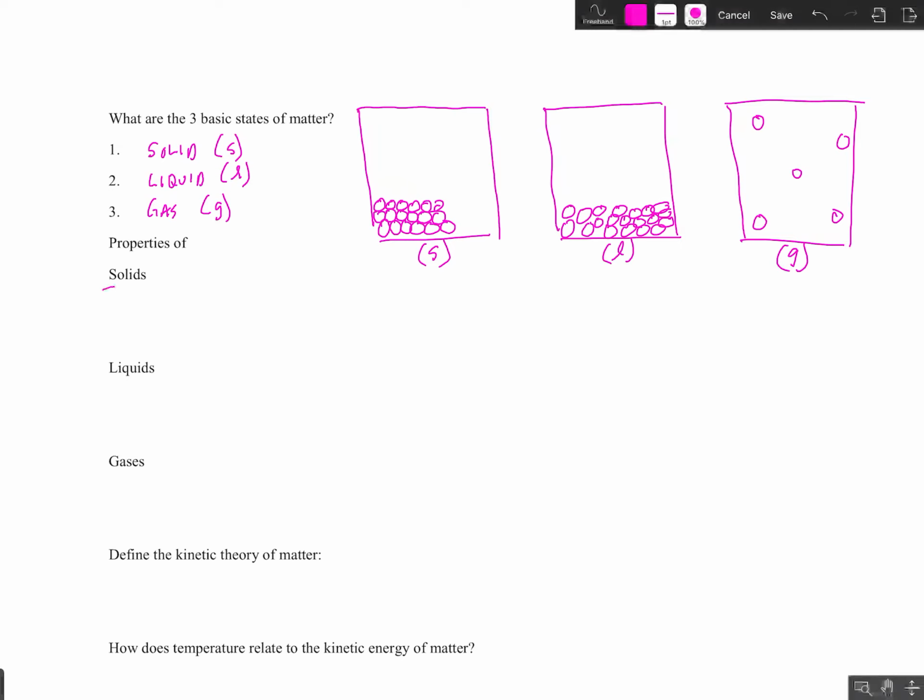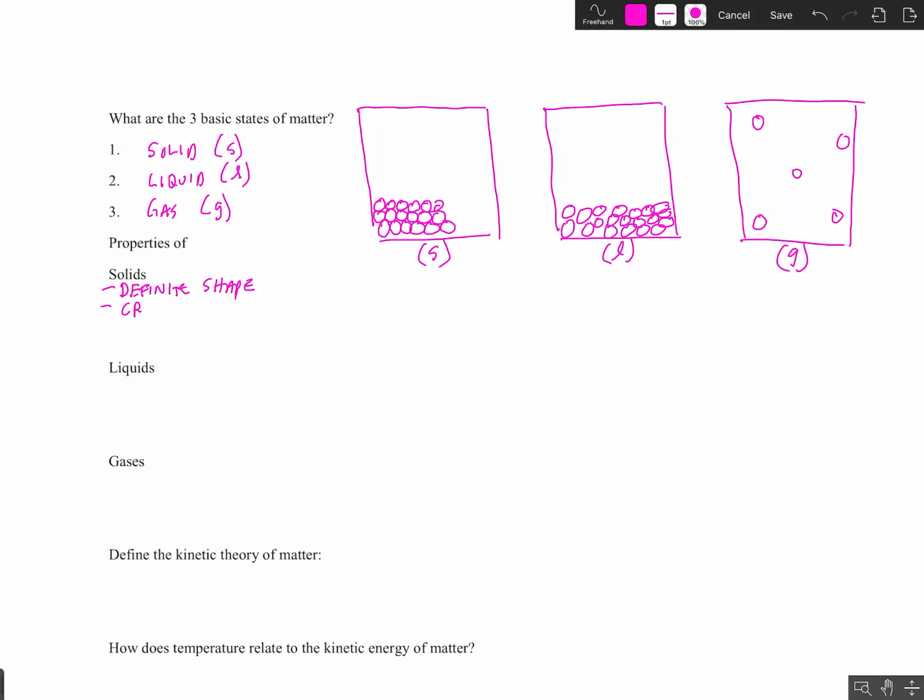So for solids, let's start out by saying that they have a definite shape. They do not take the shape of their container. So a definite shape. If I were to put a rock inside of a jar, the rock doesn't change its shape to take the shape of the jar. The rock takes the shape of the rock that you put in there. It has a definite shape.